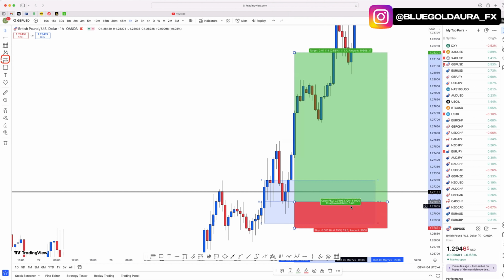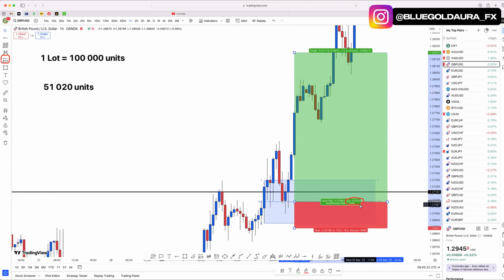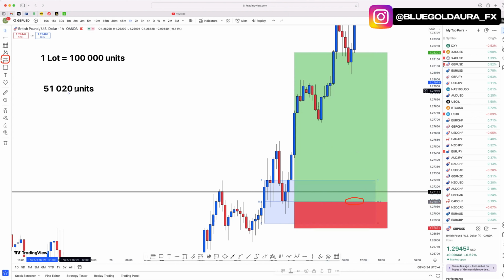And then I want you to focus on one thing, these units, quantity, right? And remember, one lot or one lot size is equivalent to 100,000 units of a currency. Okay, this is very important. Keep that in mind, right? So this is just 51,020. If you don't want to complicate it, just know I need to get this figure, quantity, and I need to know that one lot size is 100,000 units. It's as simple as that.